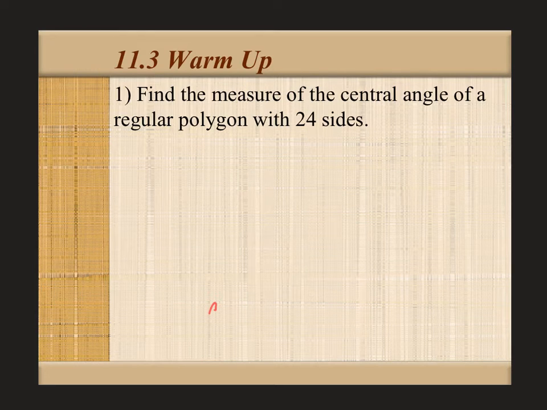So this one says, find the measure of the central angle of a regular polygon who has 24 sides. How do we just find the central angle? Good. 360 divided by 24, which is 15 degrees. Okay, that's all we had to do for that one.